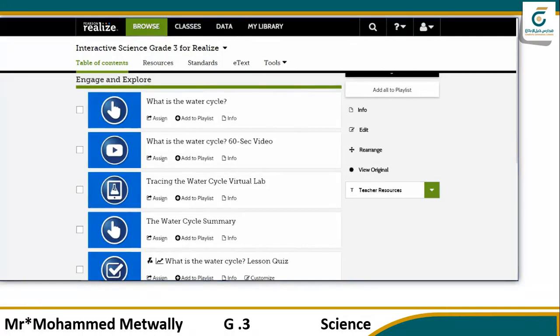We will start with lesson number 1 of chapter 6, which is talking about Earth's patterns. Today's lesson is about the water cycle. I hope you enjoy this lesson. I will show you more information about the water cycle so it will be easy to understand each part of our lesson. So we will take the first slide, which is about what is the water cycle.